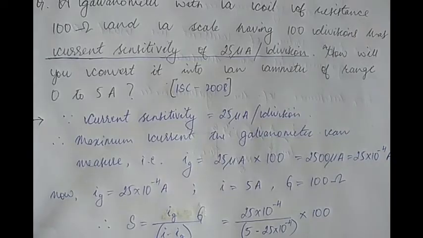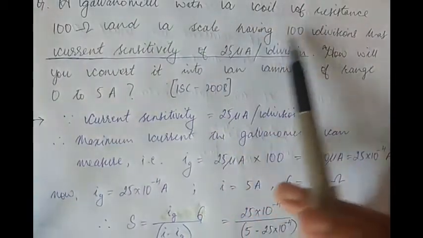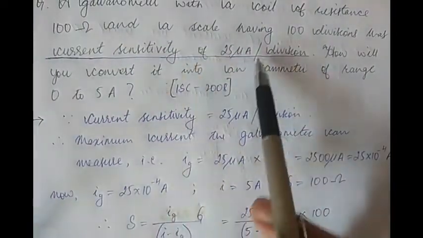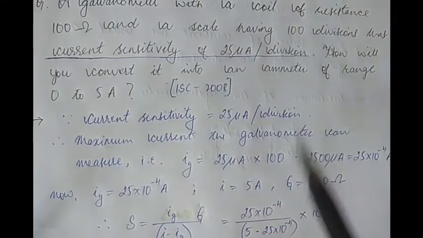Let us give a look at this example now. It says a galvanometer with a coil of resistance 100 ohms and a scale having 100 divisions has a current sensitivity of 25 microamperes per division.